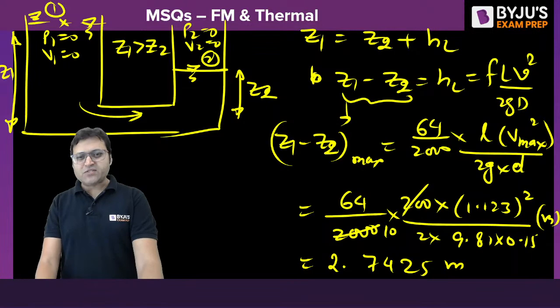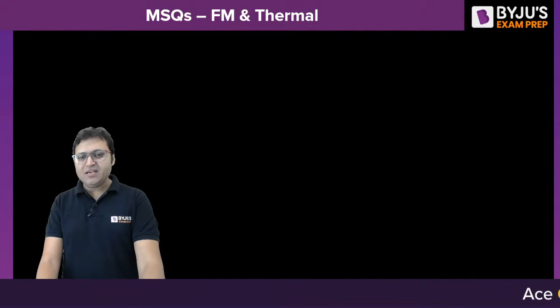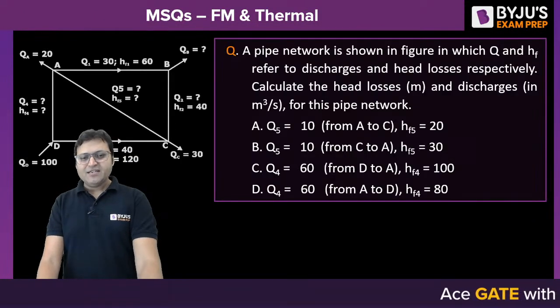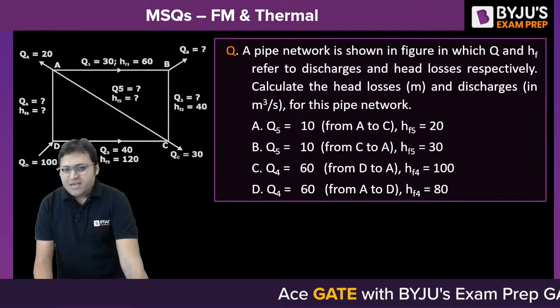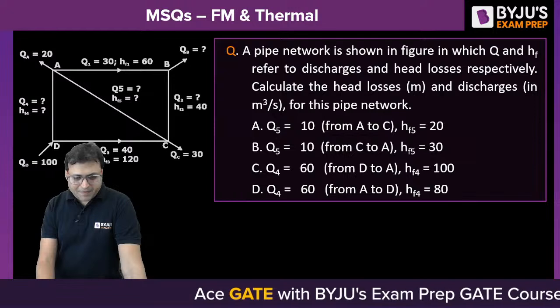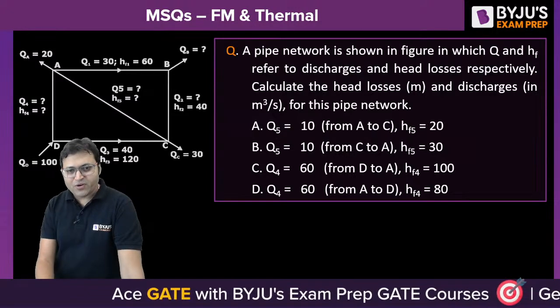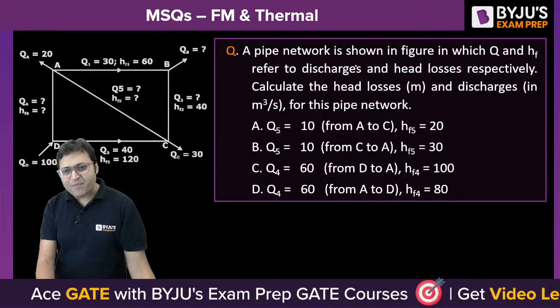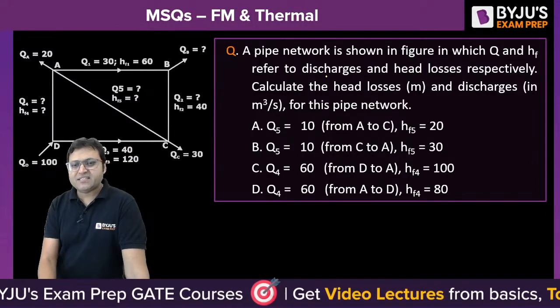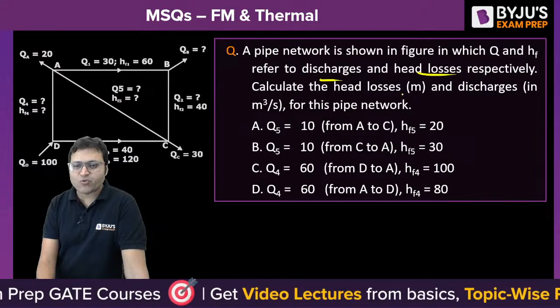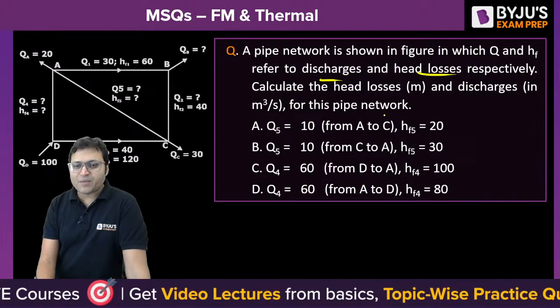So few questions will be from fluid mechanics and then there will be some questions from the thermal engineering. The next question. Solve the next one. This is a beautiful question, simple but beautiful. A pipe network is shown in the figure in which Q and HF refer to the discharge and head loss respectively. Calculate the head loss and discharge for this pipe network.